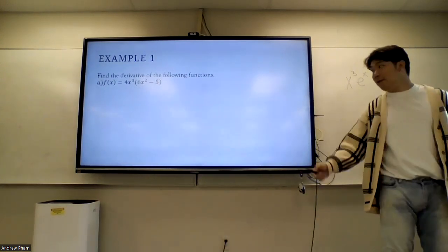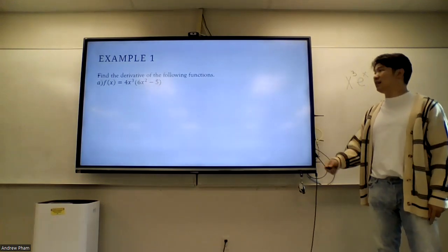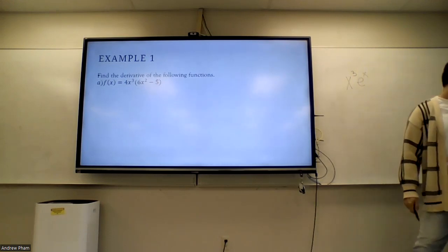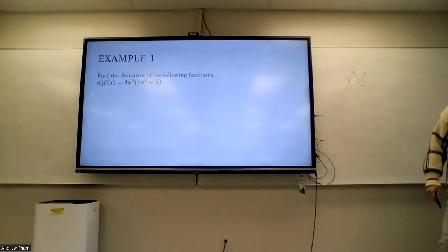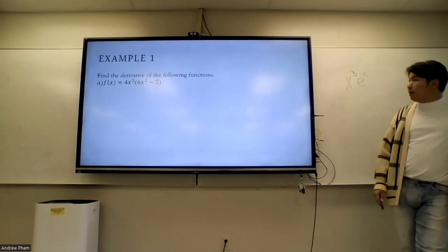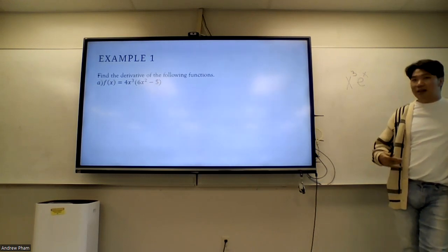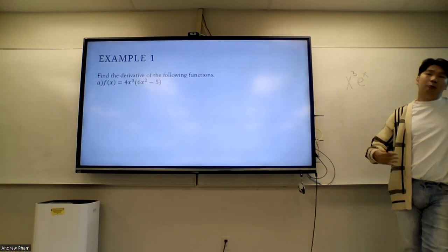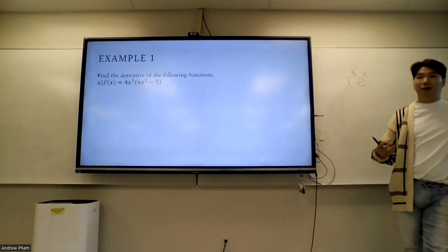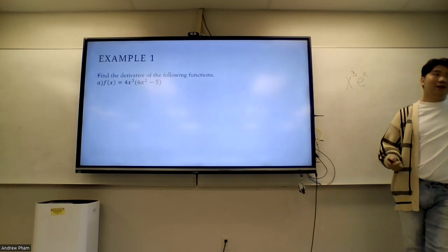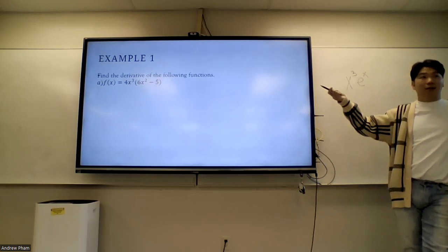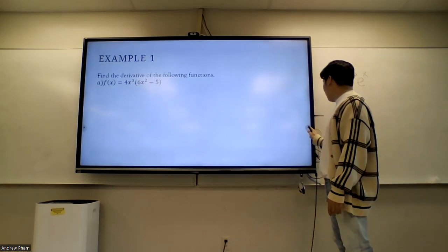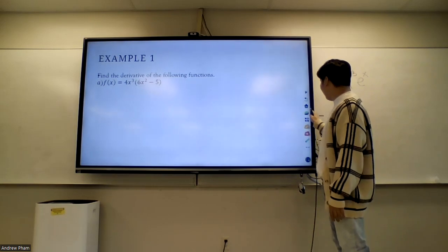So for part A, I've got f of x is equal to 4x cubed times, in parentheses, 6x squared minus 5. So let's go ahead and start with trying to see if I can apply my new product rule. If I look at f, is this a product of two different functions? In other words, is this one thing times another? Yeah, for sure. I have 4x cubed times my other expression. So I can definitely identify this as a product.